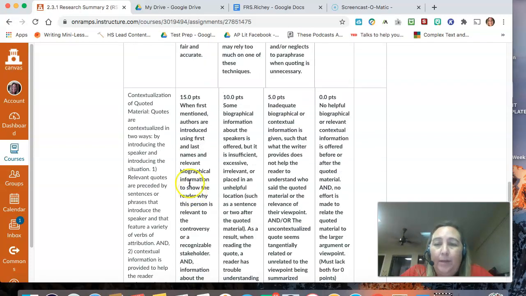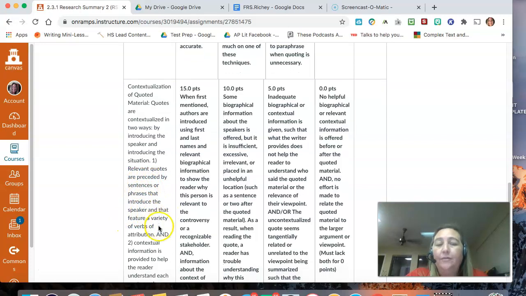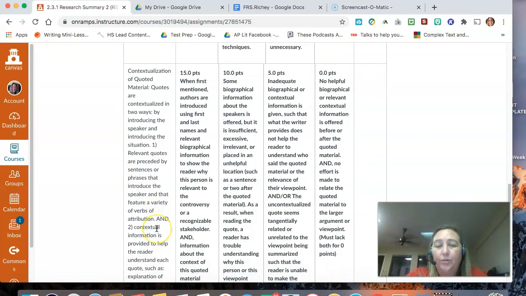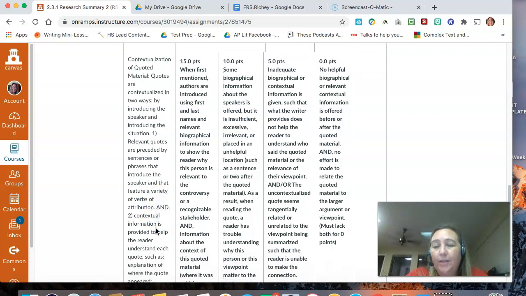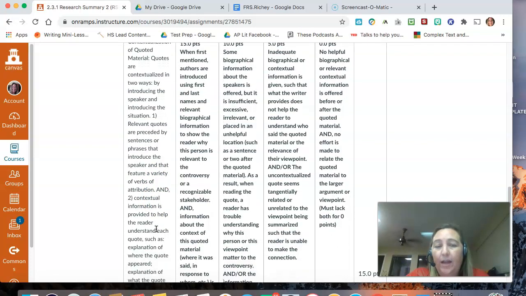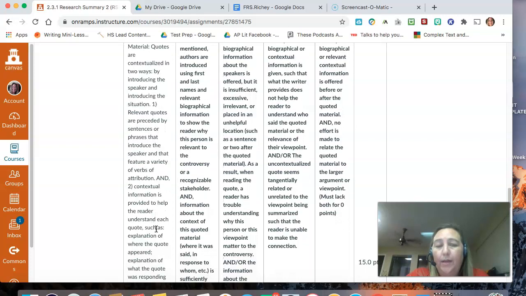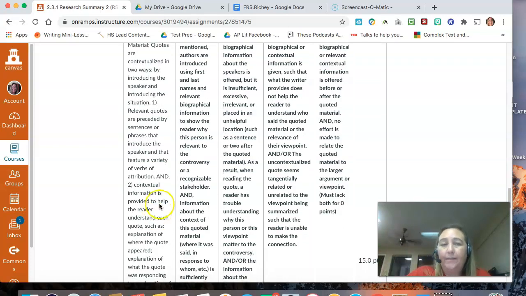The other way I'm going to be judged is by contextualizing the quoted material. And we contextualize quotes in two ways. One, we introduce the speaker, and two, we introduce the situation. So relevant quotes should be preceded by sentences or phrases that introduce the speaker and feature a variety of verbs of attribution. It should also include contextual information so that I understand why it's being said, and why it appeared the way it did.